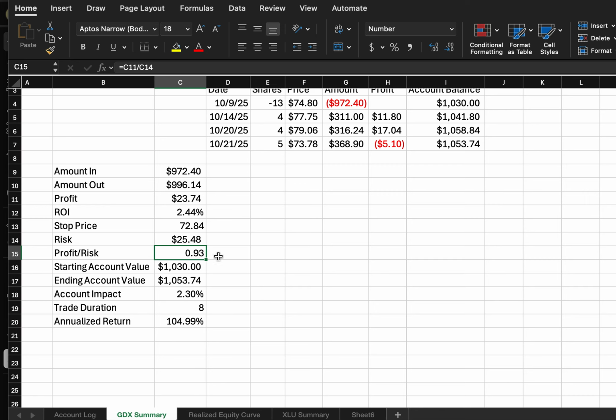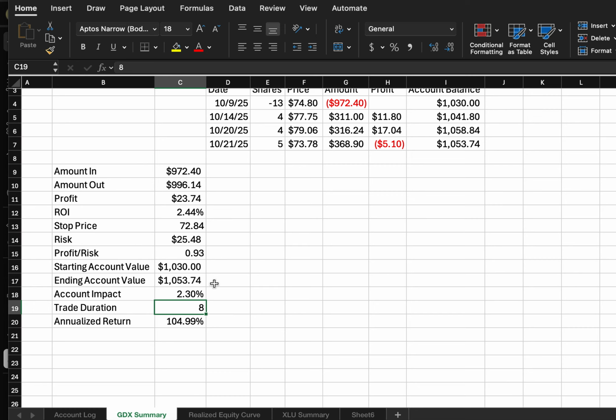And remember, it kind of hurts because I could have taken more profits when we were up to that 5R at one point during the trade. But still, not a terrible result considering that nasty gap down that happened during the trade. To get out with a profit at all, I think is good. So my account started at 1,030, went to 1,053, for an account impact of 2.3%. And that happened over 8 trading days.